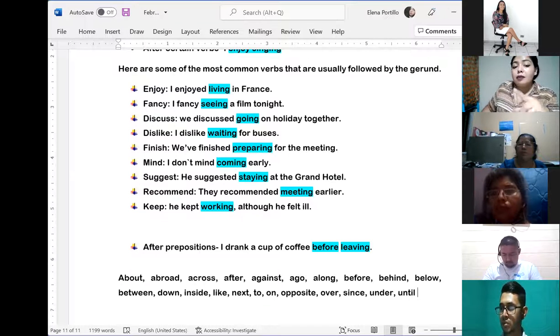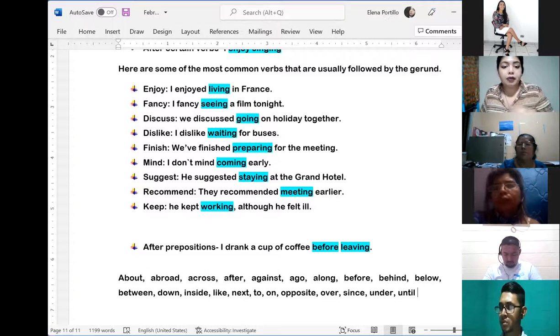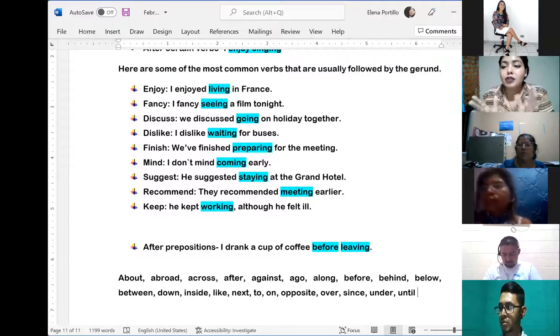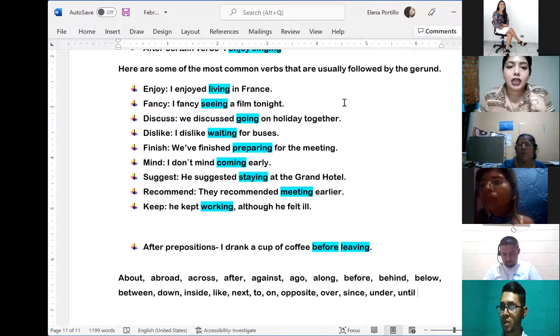So in this case, after the preposition, we are going to use a verb with the ing form. Like in the example, I drank a cup of coffee before leaving. Ya tenemos dos partes del ing. Primero lo hacemos después de del verbo.